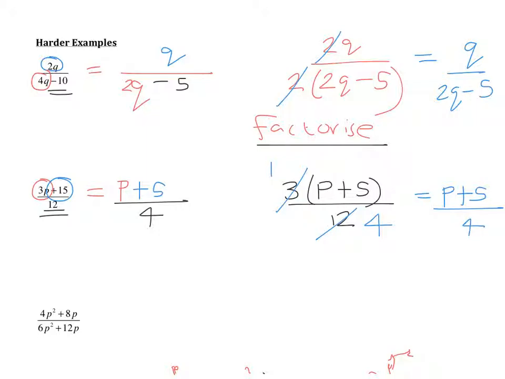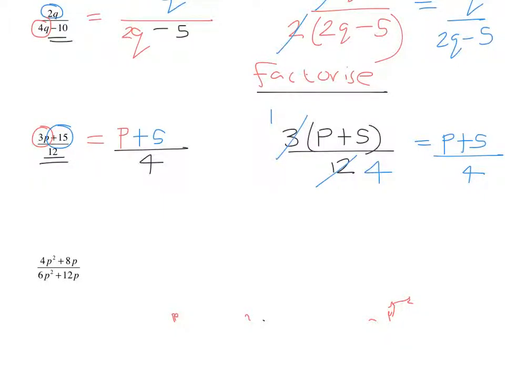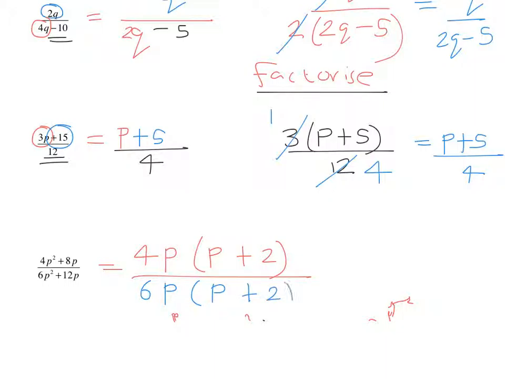This factorisation technique can be very, very useful in examples like the next one. We have 4p squared plus 8p over 6p squared plus 12p. If we factorise out the numerator, we can take a common factor of 4p outside of a bracket, leaving us with p plus 2 inside the bracket. The denominator can be factorised, taking out a 6p, leaving us with p plus 2, again in the denominator.